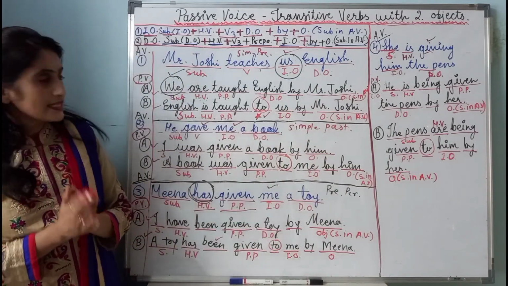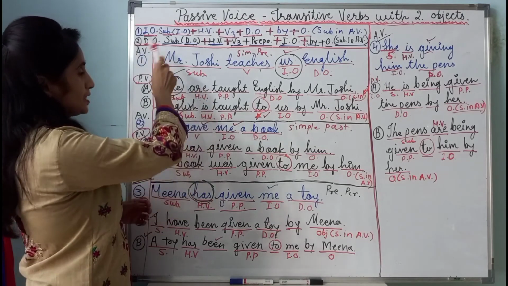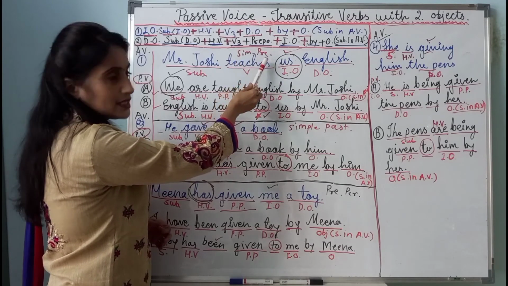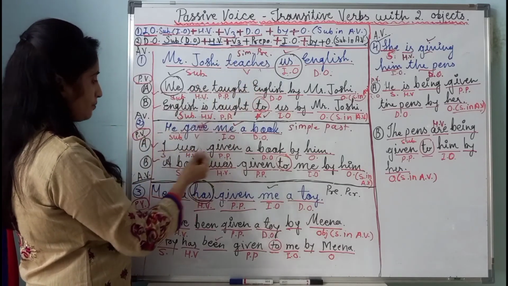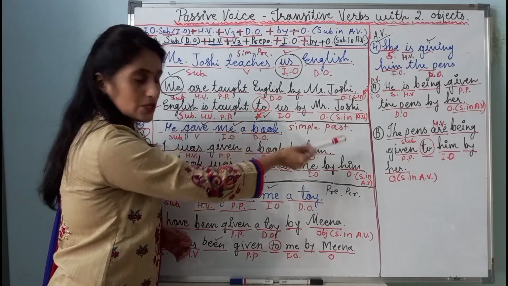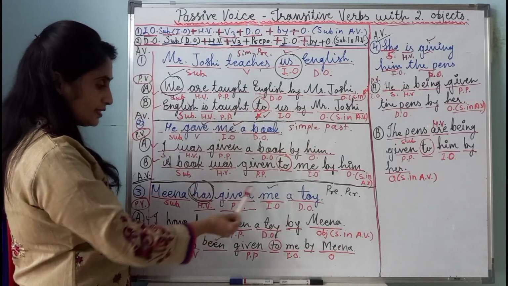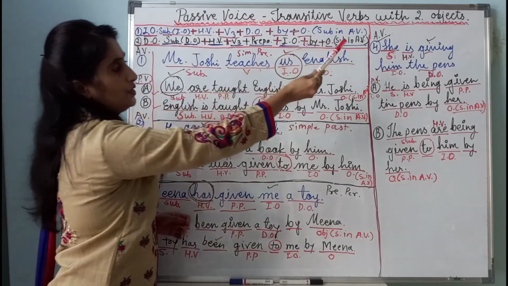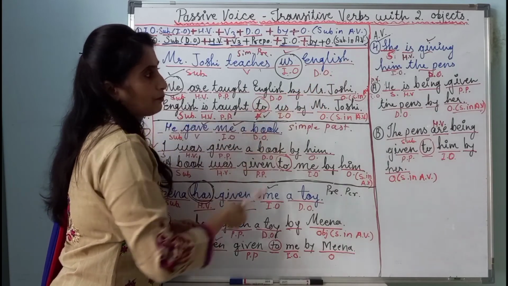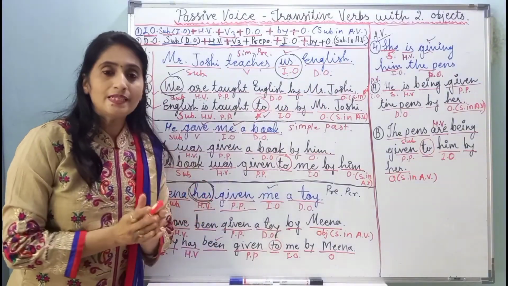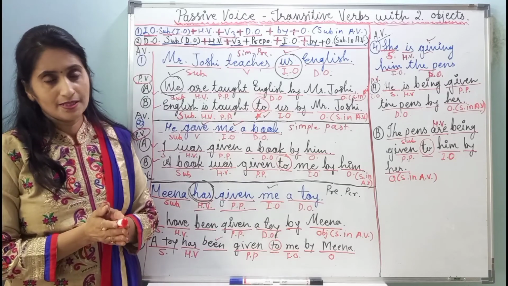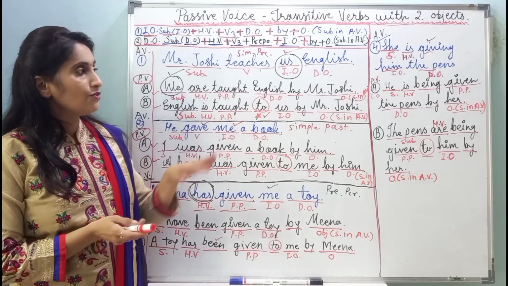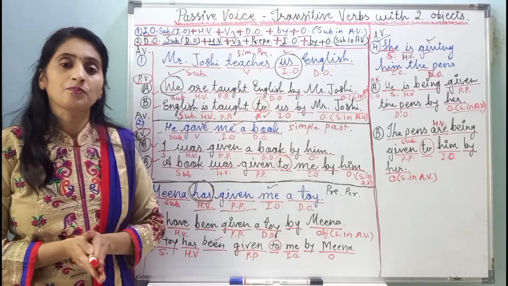So today, we studied sentences like this. Mr. Joshi teaches us English. This sentence is in simple present tense. The second sentence, he gave me a book, is in simple past tense. Then, Meena has given me a toy. This sentence is in present perfect tense. And the last one, she is giving him the pens. This is in present continuous tense. So in this way, we have studied the conversion of the sentences.